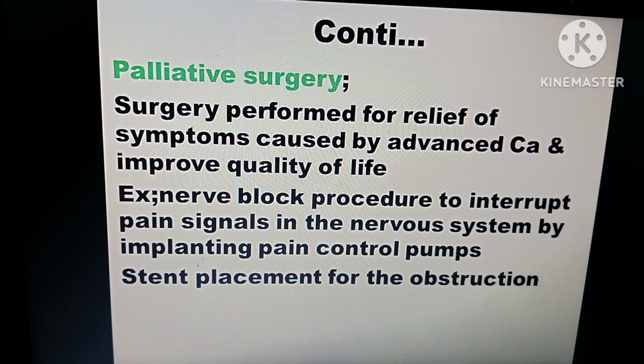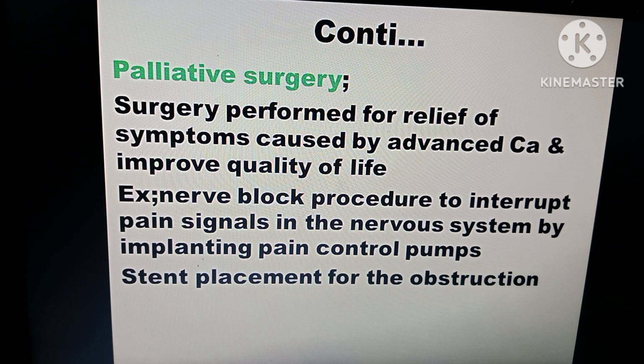Palliative surgery means the cancer has spread to the entire body or organ. The client is in the third or fourth stage. In such cases, the doctor cannot remove all the organs, but at least to get relief from some of the symptoms and help to lead a quality life, they will do a palliative surgery. It means the surgeon performs it for relief of symptoms caused by advanced cancer and to improve quality of life. For example, the major symptom is pain itself, severe pain.